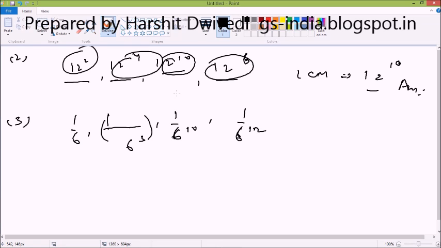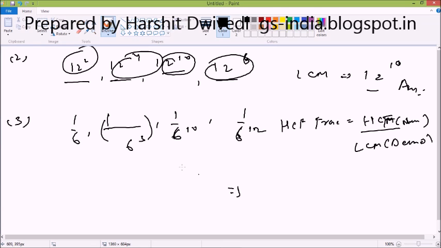I am really sorry, I think I've said the wrong thing. I told you the formula of LCM. Sorry, the HCF of fractions is HCF of numerators upon LCM of denominators. This is what it means. It is HCF of numerators upon LCM of denominators.